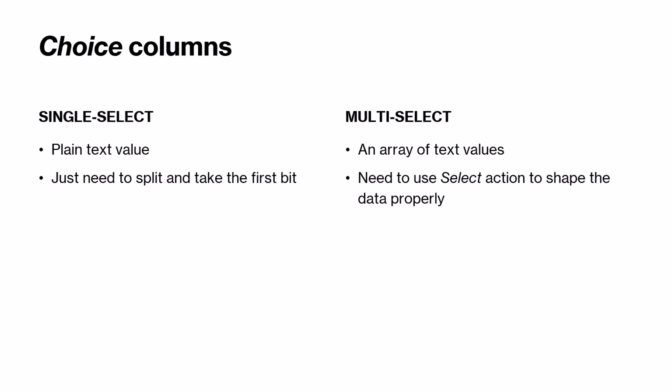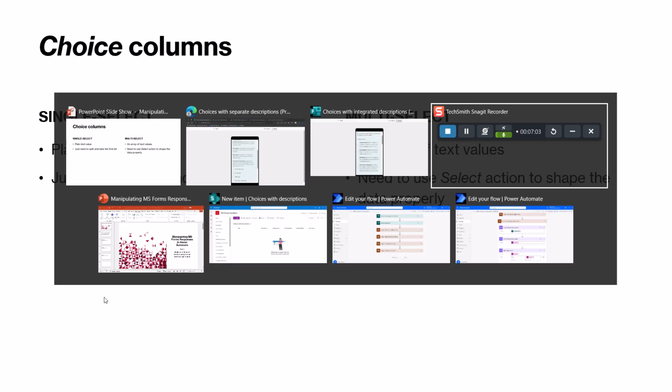Now with choice columns in SharePoint, single selects are just a choice value or text value. Multi-selects are an array of text values. So that's where we need to use that select action to shape the data into the proper format. So let's just jump in and take a look at those choice columns first.